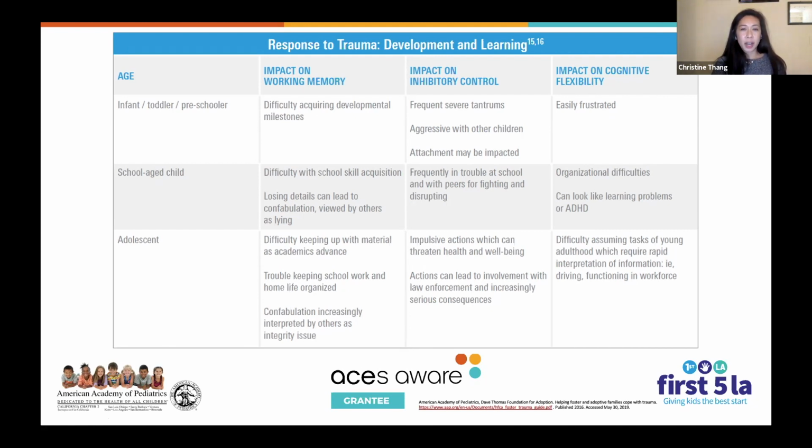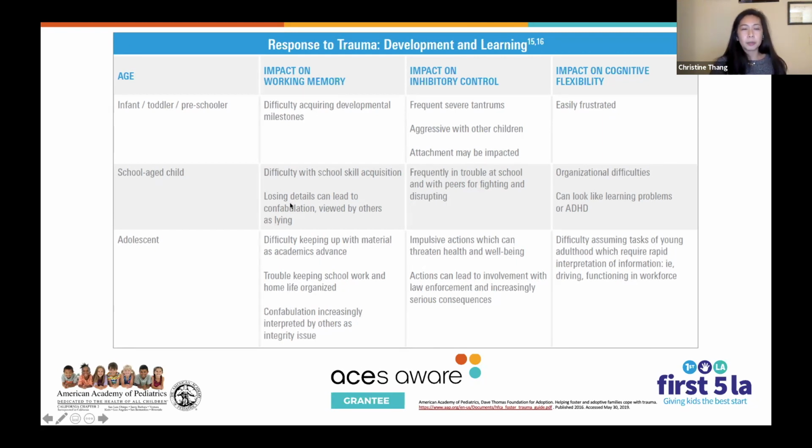It also is that child with those frequent severe tantrums. They may be showing aggression with other children, and their attachment to their caregivers might be impacted. And then in terms of their cognitive flexibility, they're easily frustrated. For your school age child, because you have that setting of school to be another historian, what you'll see is the teachers might report that they have difficulty with school acquisition.